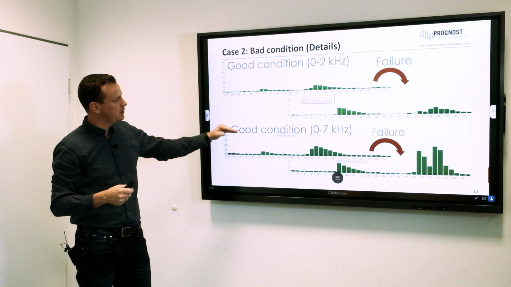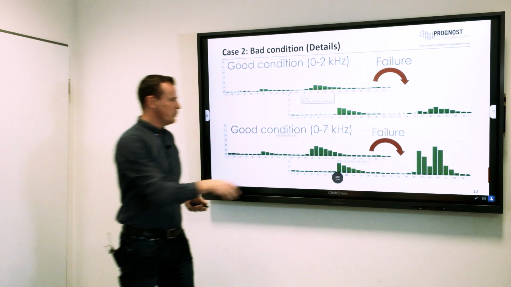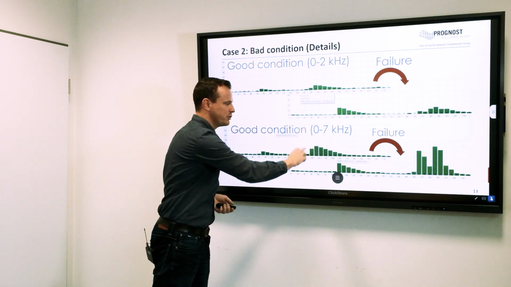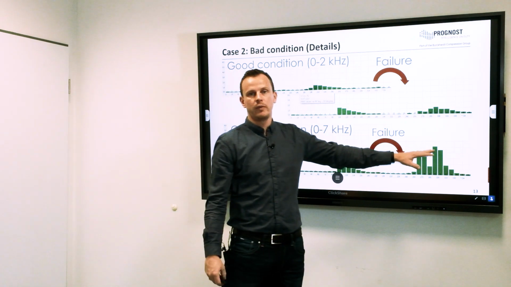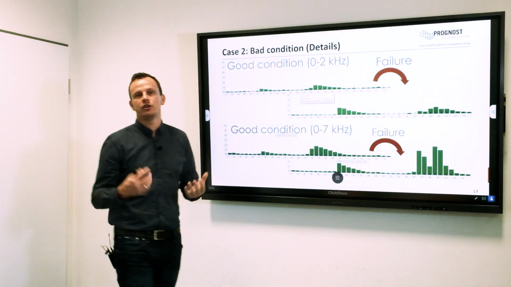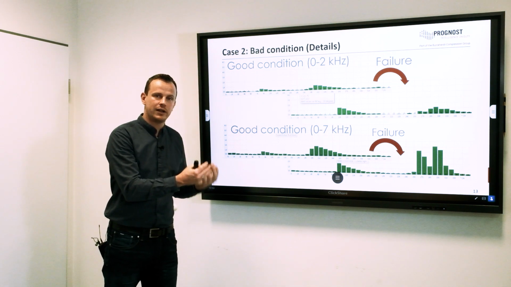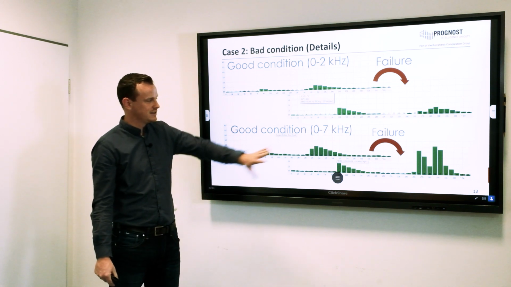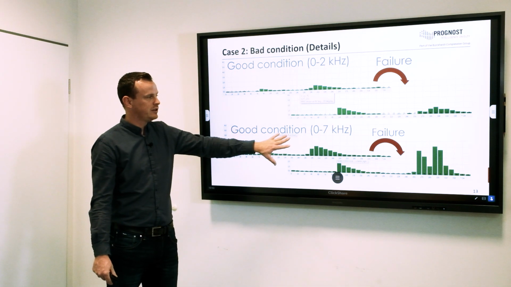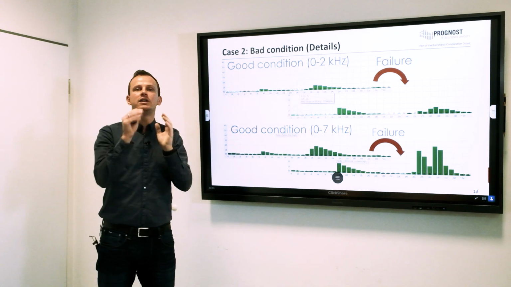But if we take the complete range from 0 to 7 kHz, we see that even the higher areas from the good condition increased a lot. And this makes it easy for the monitoring system to catch these frequencies, to put protection limits on that. So the final statement here is, in this example as well, take the complete range. It's better than using only the small area.